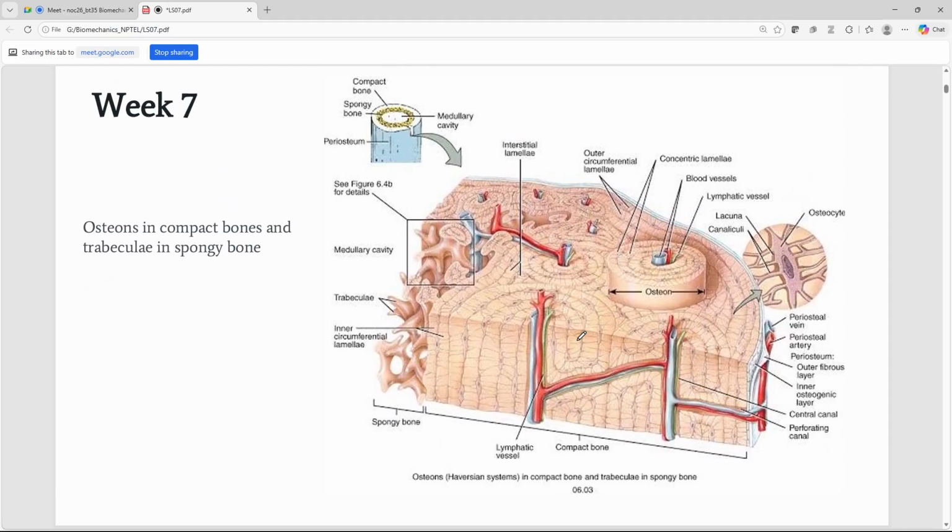So mostly the week 7 lectures circle around how bone is constituted and the properties of bone, and how the constitution of bone helps the bone in handling the loads, even if that load is our body weight or any external loads. So what you see here is a Haversian system or osteon of a bone. These are the different components of the bone.